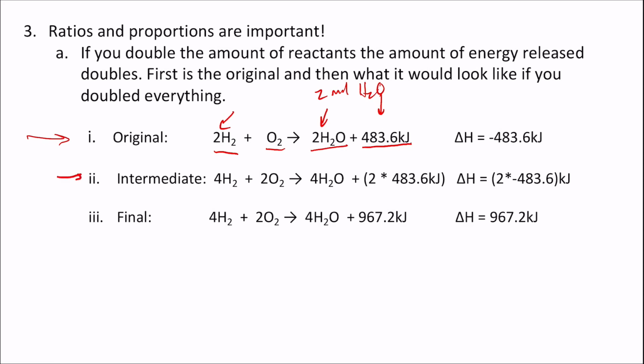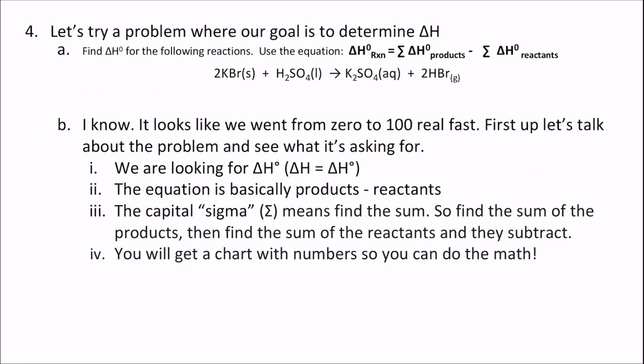So let's take a look at the intermediate. Here we can see we did double everything, and you have to double the amount of energy as well. So I showed it with the little 2 and then the multiplication sign in there. This would be the final one. Here we have numbers doubled as well, and the amount of energy is doubled.